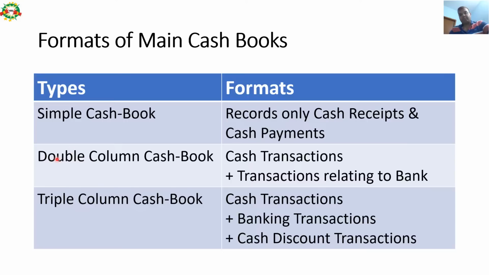Simple cash book records only cash receipts and cash payments. Then double column cash book records cash transactions plus transactions related to bank. And triple column cash book allows entry of cash transactions, banking transactions, and cash discount also. So first only cash transactions, then cash plus banking transactions, and the third type of cash book allows entry of cash, banking, and cash discount transactions.